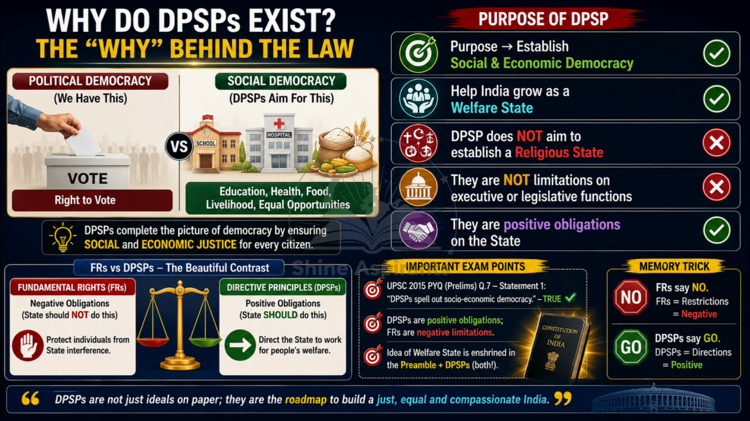But here's a critical point from the notes, the aim of DPSP is not to establish a religious state. This is important. India is secular, and DPSPs reinforce that. Now, another crucial note, DPSPs do not constitute limitations upon executive or legislative functions. Don't confuse them with restrictions. They are positive obligations. They direct the state to do something good, not stop them from doing something bad. That's the job of fundamental rights. Think of it this way. Fundamental rights equal negative obligations, state should not do this. DPSPs equal positive obligations, state should do this. Beautiful contrast. Remember it.